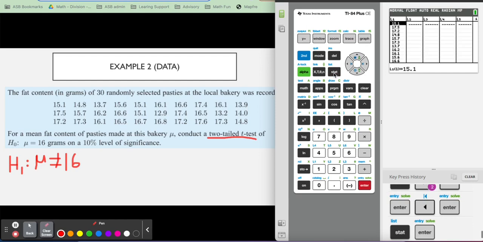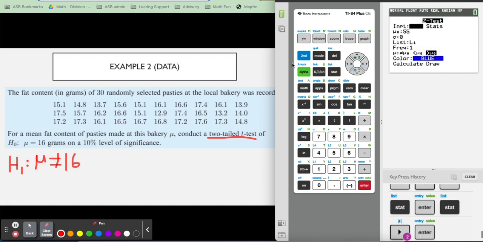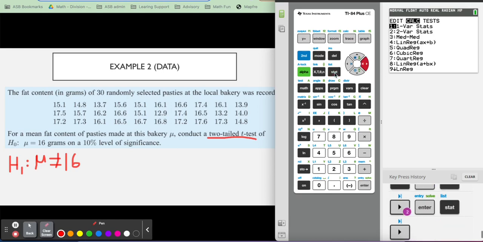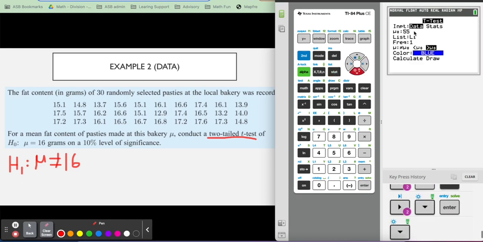So once you've inserted everything in L1, we are ready to do our calculations. And oops, not the Z test. Let's do that again. So we're going to do a t-test, data. Now, what is the mean we're comparing it to? We're comparing it to 16. My list is L1. I have a frequency of 1. I'm doing a two-tailed t-test, so not equal to. And then I go ahead and calculate it.